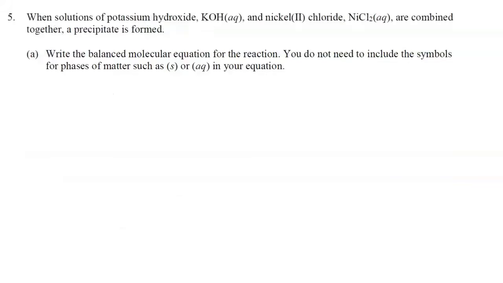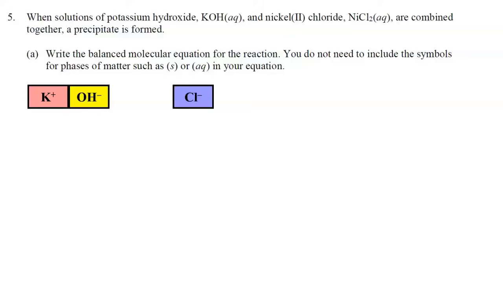Question 5 is another example of a precipitation reaction. This time we're going to be combining solutions of potassium hydroxide and nickel(II) chloride. So potassium hydroxide contains the potassium ion, which is +1, and the hydroxide ion, which is -1. And then for nickel chloride, again, that would be 2 chlorides for every 1 nickel, which carries a 2+ charge.